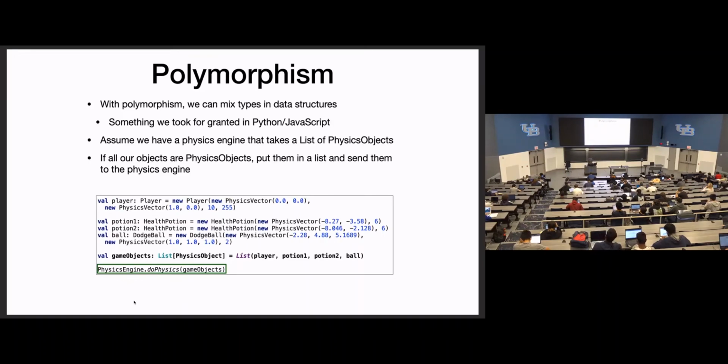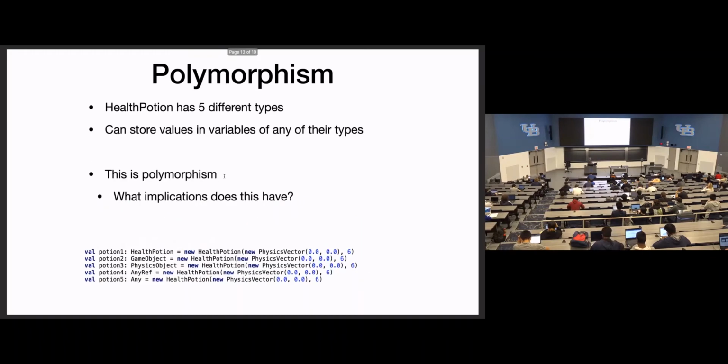So just the polymorphisms that we make a type that stores many types, it's that we make a type that is many types. So health potion extends game object, extends physics object, extends any ref, extends any, which is all inheritance. And then after we use inheritance, once we have this inheritance structure, then we can use polymorphism, which is when we have an object of one type, this object of type health potion, and we store it in a variable of a different type, in this case, a variable of type game object. So that variable of type game object stores an object of type health potion, which is 100% legal because health potion extends or is a or inherits game object.